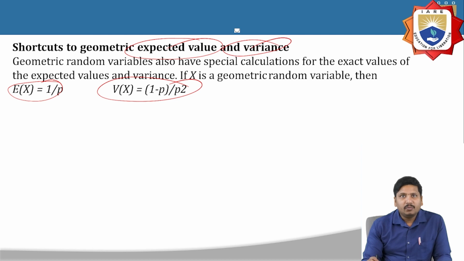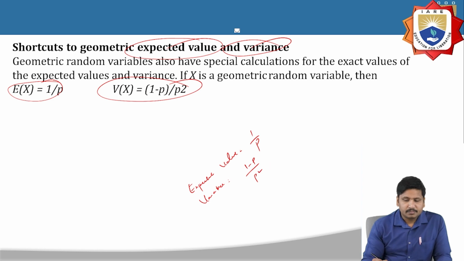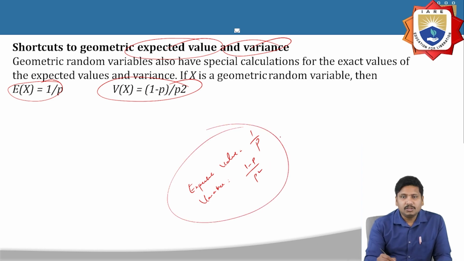So geometric variables have simple special calculations for the exact values of the expected value and variance, where the expected value is written as 1 by p, and the variance is written as 1 minus p by p square, in the case of a geometric random variable.